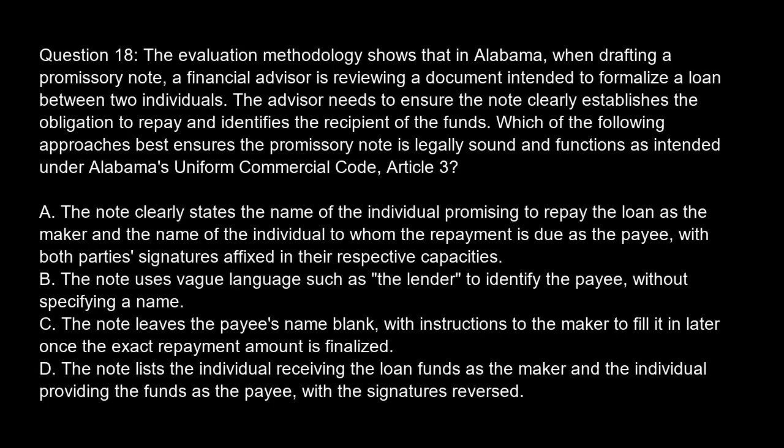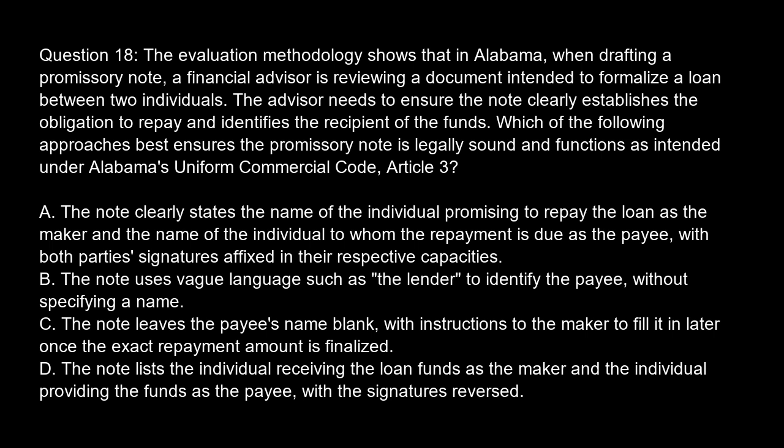Question 18. The evaluation methodology shows that in Alabama, when drafting a promissory note, a financial advisor is reviewing a document intended to formalize a loan between two individuals. The advisor needs to ensure the note clearly establishes the obligation to repay and identifies the recipient of the funds. Which of the following approaches best ensures the promissory note is legally sound and functions as intended under Alabama's Uniform Commercial Code, Article 3?